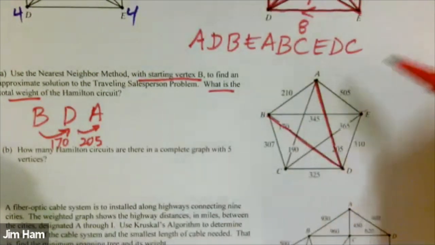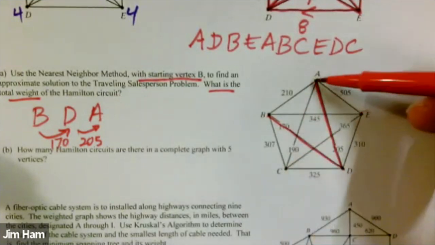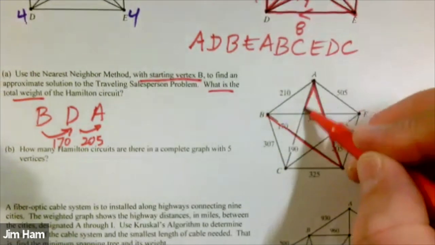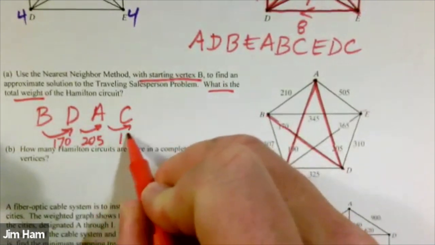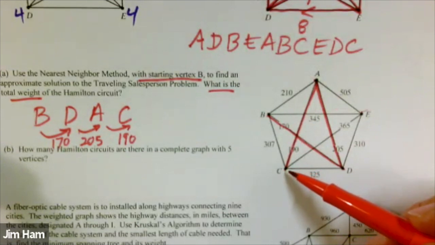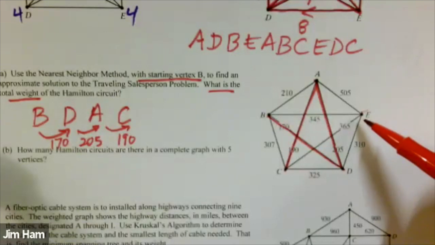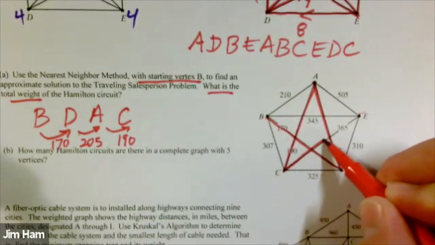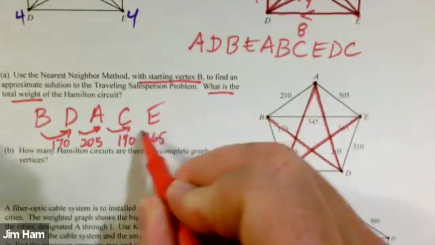So at A, our choices are to go down to C or to E. And between those 2 choices, 505 and 190, 190 is the nearest neighbor. So we're going to add 190. And then we visited all except E. And so once we get down to the last couple of vertices, we have only one choice. So we're going to go to E, and that's 365.